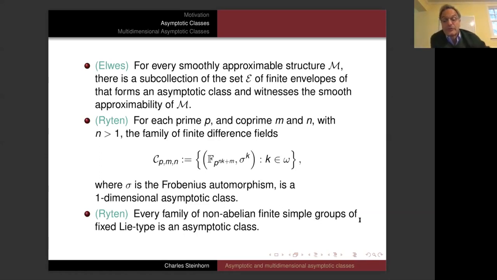So when I referred just a little bit ago to SL2(Fq), as you vary the fields Fq, and said this is an asymptotic class, this follows from Mark's result there. So it's a very nice big class, a big asymptotic class.